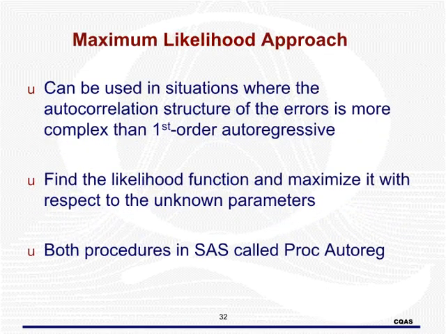The other approach is the maximum likelihood approach. This method does have an advantage over the other method since it can be used in situations where the autocorrelation structure is more complex than first-order autoregressive. Just like all ML techniques, we will find the likelihood function and maximize it with respect to the parameters of interest. Luckily for us, this procedure is implemented in SAS.